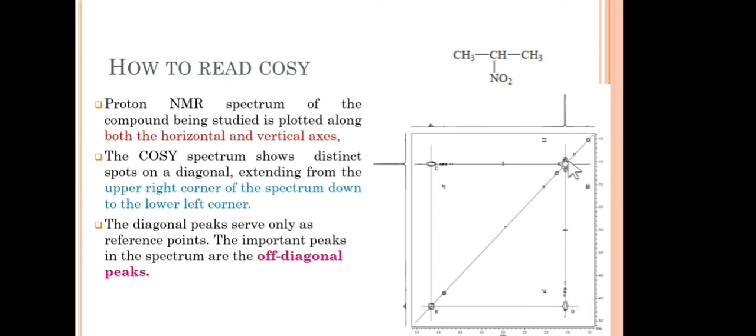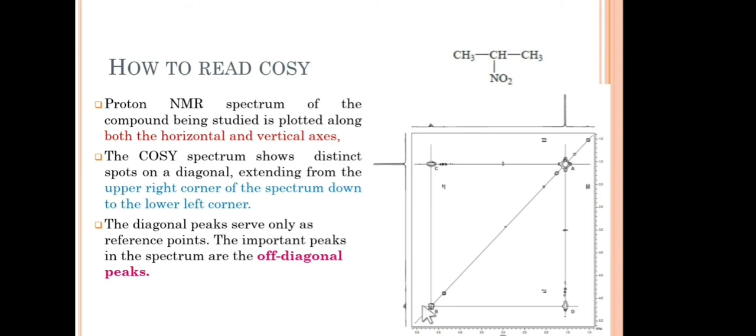Now let's draw a line on the off-diagonal side. If we draw the line like this, we get a peak over here. And if we draw a line like this, we get a peak over here. So if we correlate this proton, we get the coupling partner over here. So A and then C is its coupling partner. The value over here is 4.